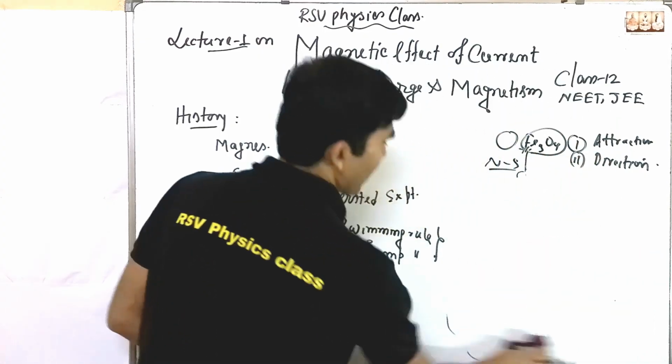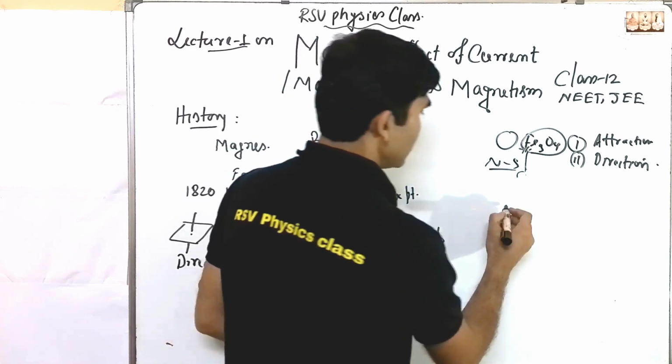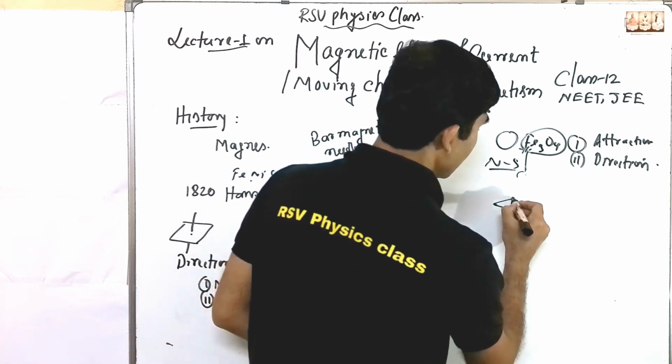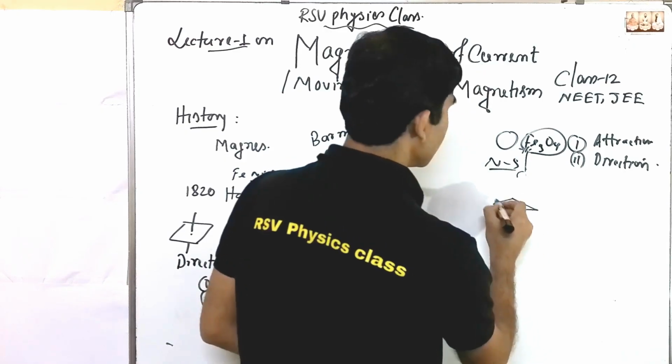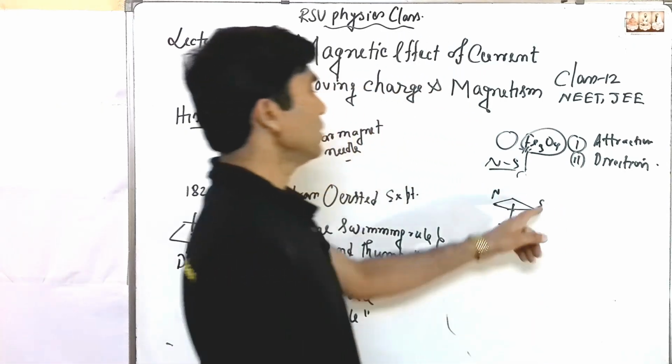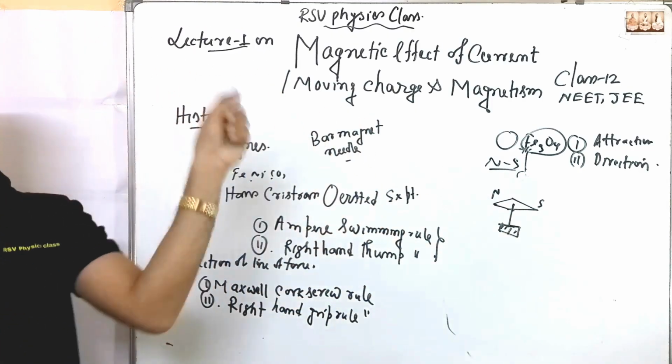If you put a magnetic needle here, you must have seen a compass. So this is a magnetic needle. If it stabilizes, its north pole and south pole will be oriented in the north south direction.